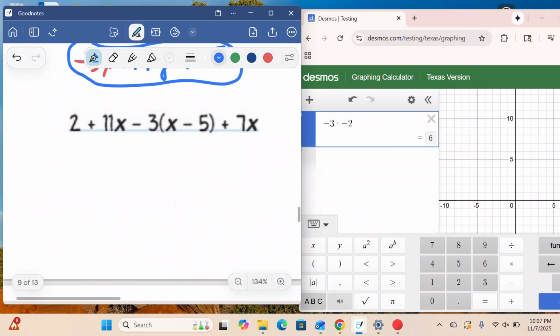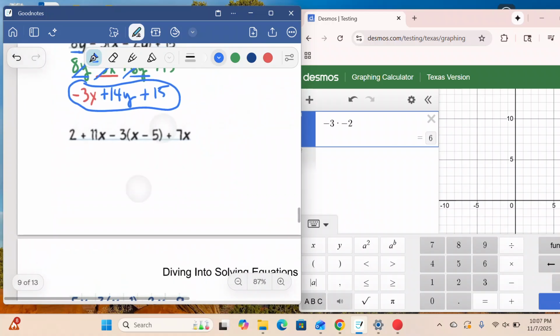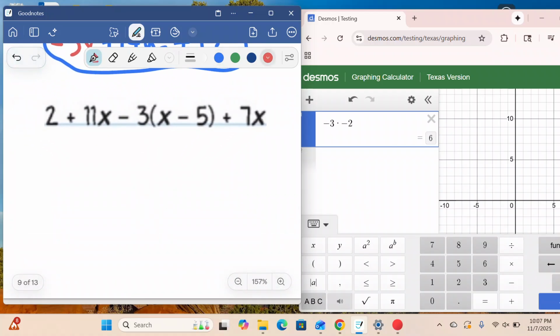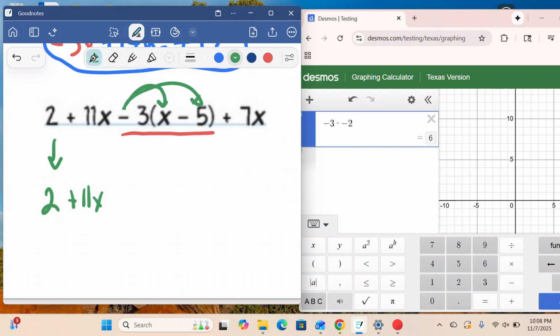Next, I'm going to look at a little bit more complicated one, but it also is simplified very easily. I'm going to first of all underline my distributive property. So if you can see the distributive property, it is right there underlined in red. Everything else is a term by itself. So what I would recommend on this one is bring down the 2, bring down the 11x, and then right here I am going to distribute.